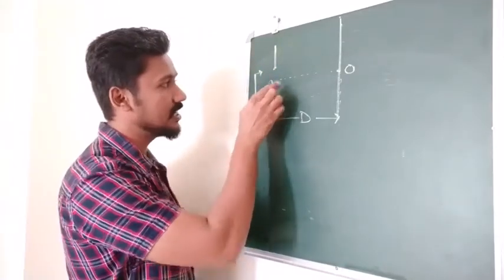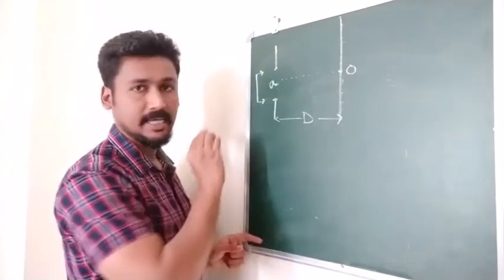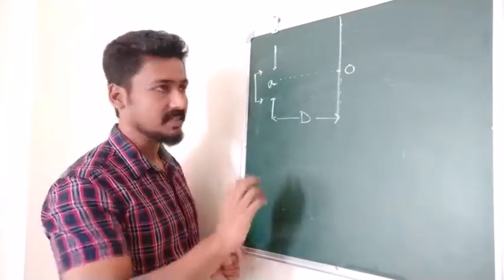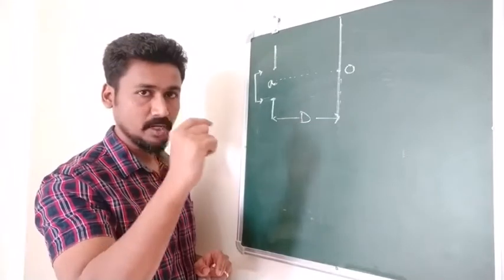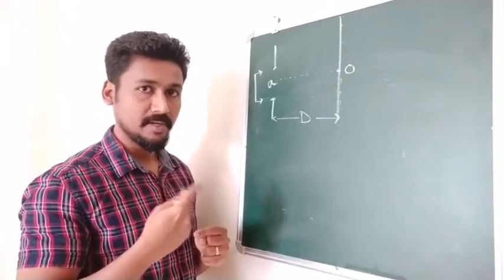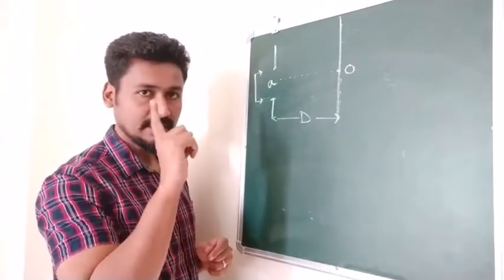What is the width of the slit? The width of the slit is small a, okay. And to get the best effect, we need that slit should be as small as possible. So in Young's experiment there were two slits. Here we are going to have a single slit.